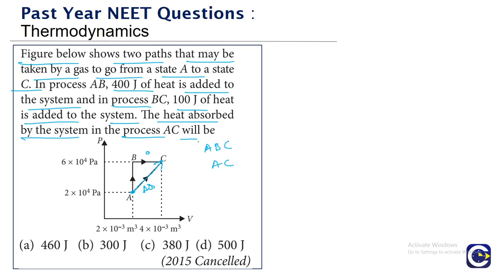So how are these two paths related? Because we are going from the same starting point and reaching the same ending point. In the path ABC, A is the starting point, C is the ending point. In the path AC also, A is the starting point, C is the ending point. Which means for both these processes, since the initial and the final points are the same, the change in the internal energy, delta U, is going to be the same. Why? Because delta U is a state property: final internal energy minus initial internal energy.